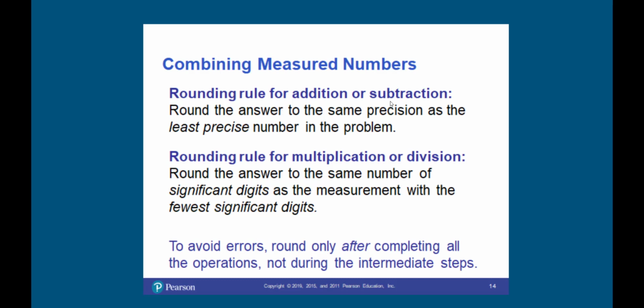So always round the sum or difference of a problem to the same precision as the least precise number in the problem. When multiplying and dividing, if rounding is not specified, always round the final answer to the same number of significant digits as the measurement with the fewest significant digits. So for addition and subtraction, when rounding, we look for precision. For multiplication and division, when rounding, we look at significant digits. Always remember that you should wait to round until after completing all of the operations.